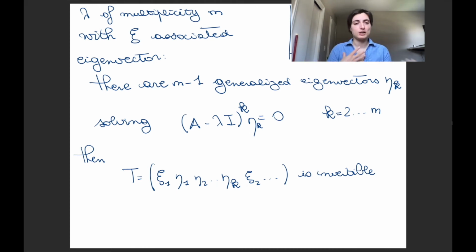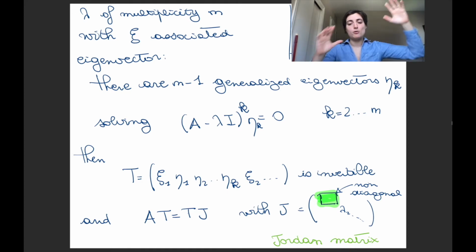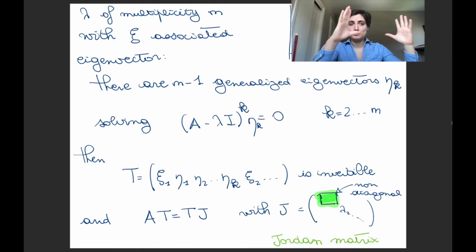That means we can again write T and T inverse, and what holds is not A equals T times D times T inverse. We don't have a diagonal matrix anymore. We have what is called the Jordan matrix instead. So instead of having all the lambdas in the diagonal, we have a box of size m corresponding to the multiplicity of lambda that is not diagonal. And then the other eigenvalues properly on the diagonal as before. So what goes in this non-diagonal box?